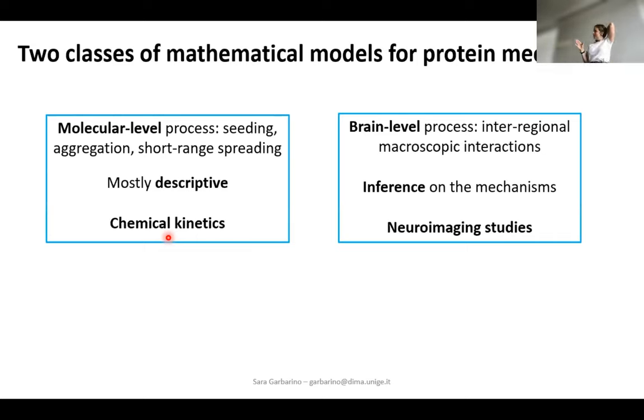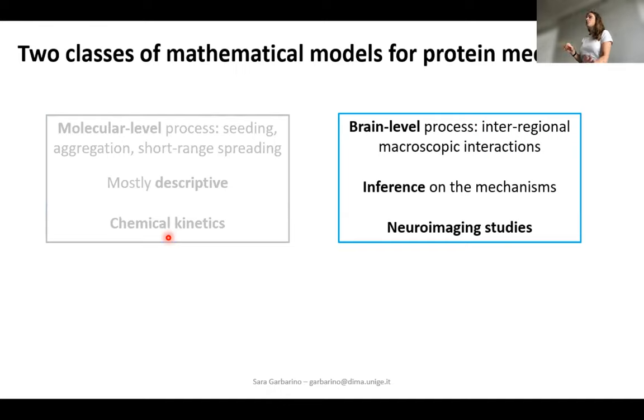Just before discussing any of this, I should say that there are two main classes of mathematical models for describing protein dynamics. One is the family of models that describe molecular level processes, and one is the class of models describing brain level processes. While the first has always been related to the field of chemical kinetics, the second is based on neuroimaging studies and data. These two classes of models used to be a bit parallel and separate, but in the last years we've seen that neuroimaging-based studies have started using the most advanced chemical kinetics modeling for modeling also molecular level mechanisms and not just brain level mechanisms. But I will mostly talk about the second part.